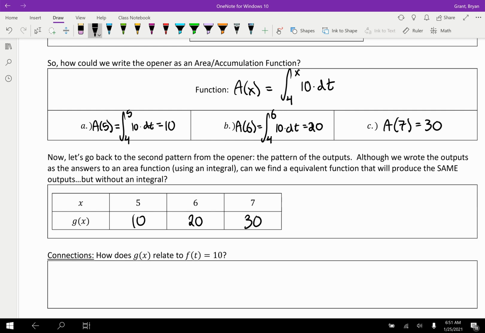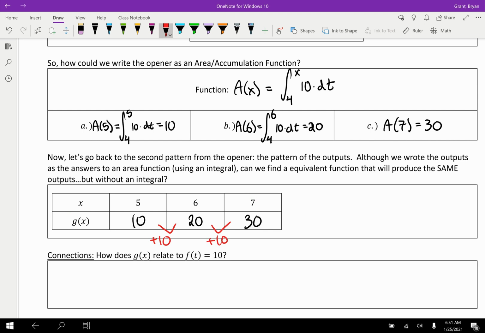But one thing we did with patterns, especially patterns that went up by a common difference like so, is we wrote formulas for them. So couldn't we, if this adds 10 every time, write a different function? We're going to call this function maybe g of x. I just named it down here. Couldn't we write a function with this input that gives us this output that doesn't use an integral?